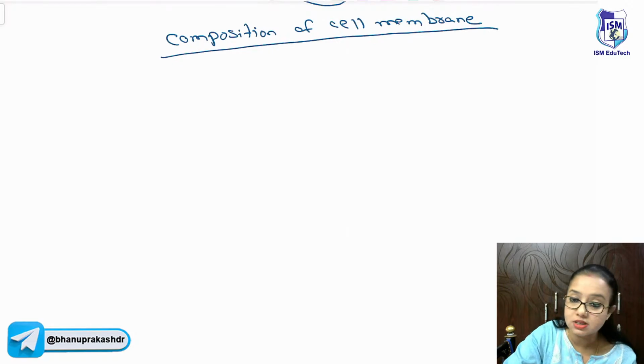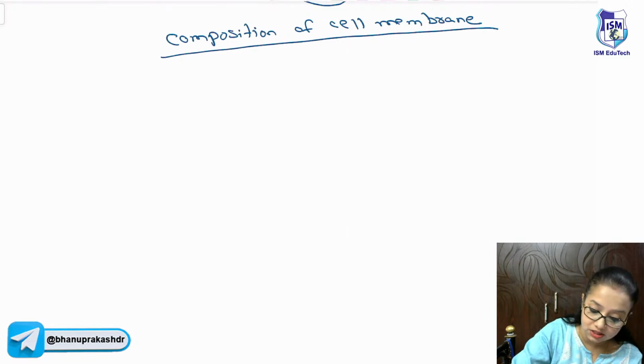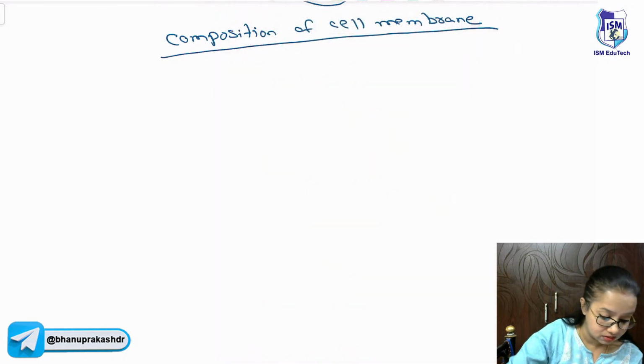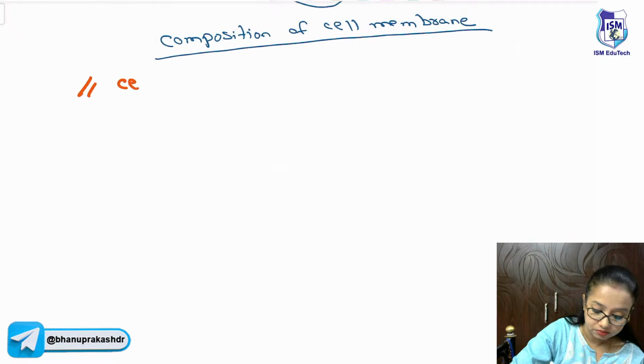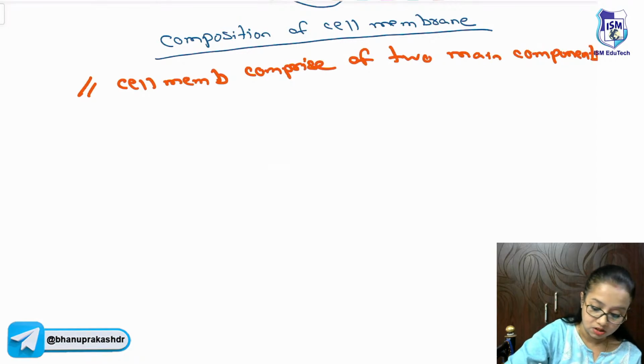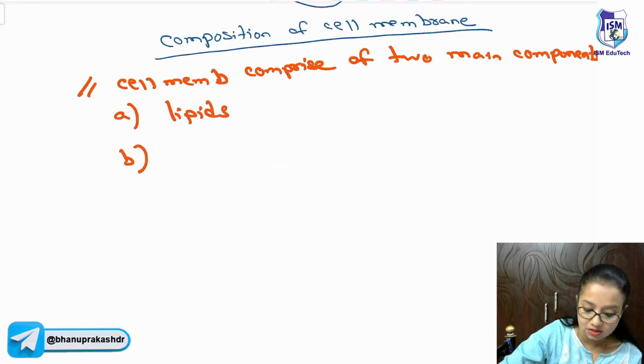So anyone, do you know what the cell membrane is made of? What are the components of the cell membrane? What is it made of? Yes, you can tell. The cell membrane comprises two main components. Okay, what are the two main components of a cell membrane? One is lipids and another one is proteins.